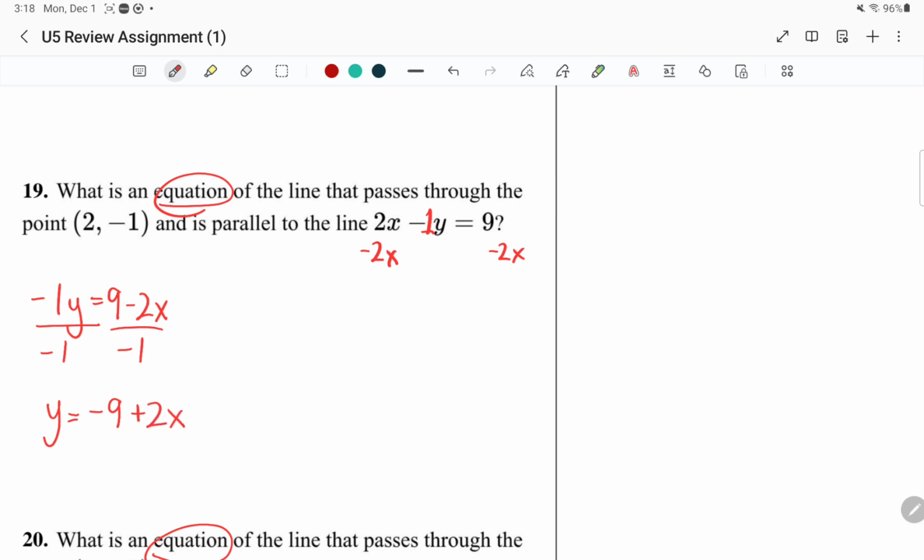Your calculator can do everything that I just did just as fast, okay? This revealed that my slope is the positive 2. This is parallel, which means I'm not going to flip the slope. That 2 right there is my slope. And this is my point. So my formula is y minus y1, which is negative 1 in this case, equals my slope, 2, times x minus my x value, which is also 2.